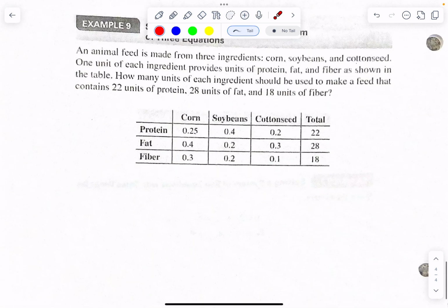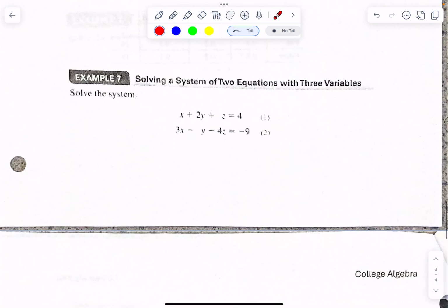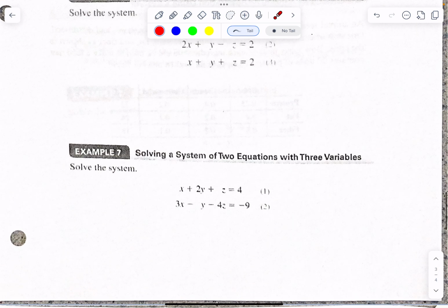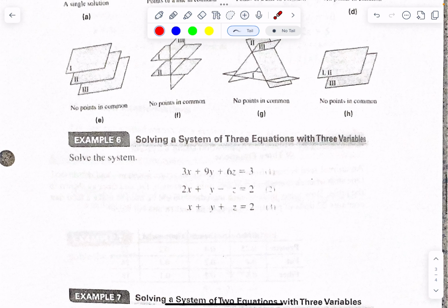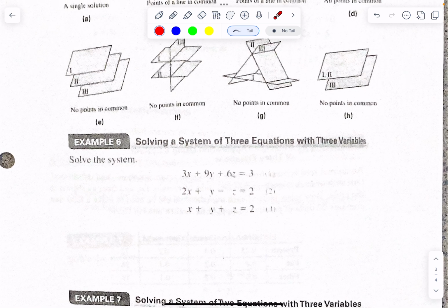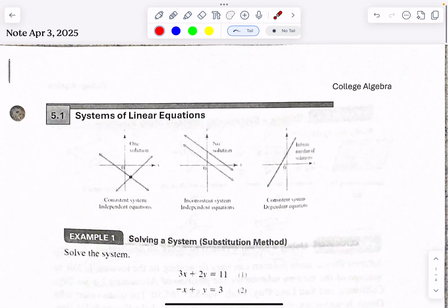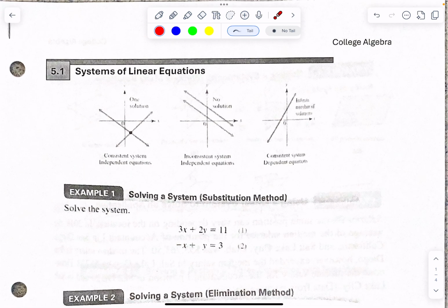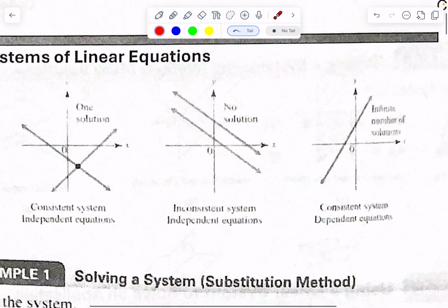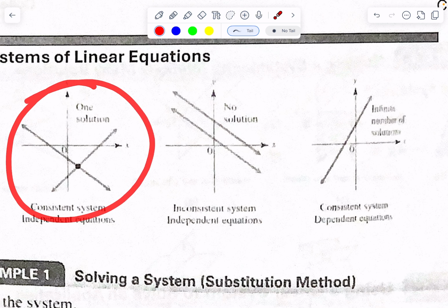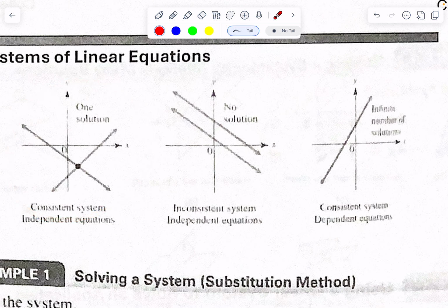Like this guy right here, a 3x3, where you have x, y, and z. Example 6 gets a little bit more involved, but it's the same steps over and over again. Starting with example 1, these 2 equations are linear functions, right? They just have an x and a y. What most of the time happens is you have one solution, where the 2 linear functions cross each other, and you have one dot. So you're trying to find the solution where they cross.